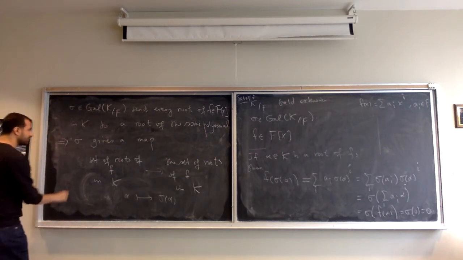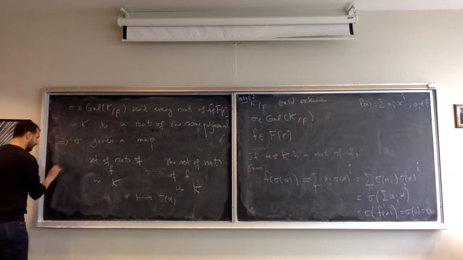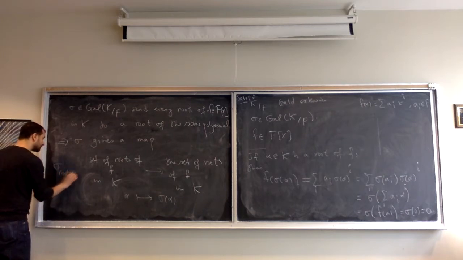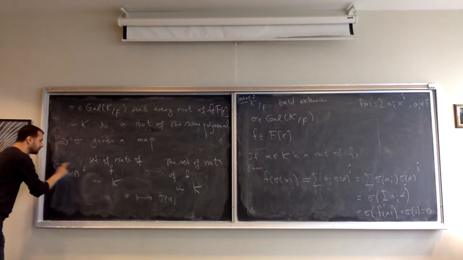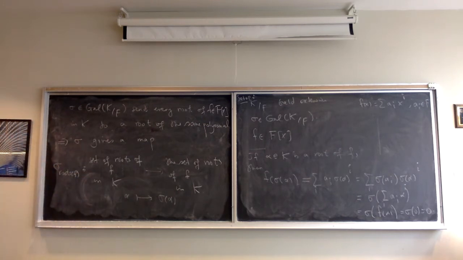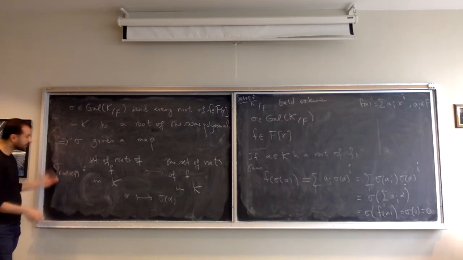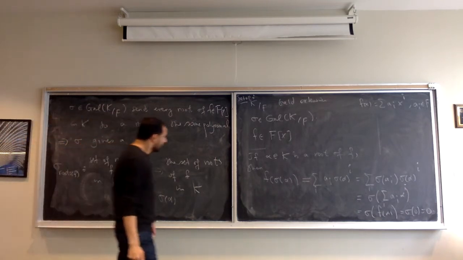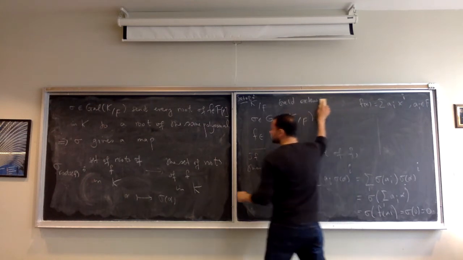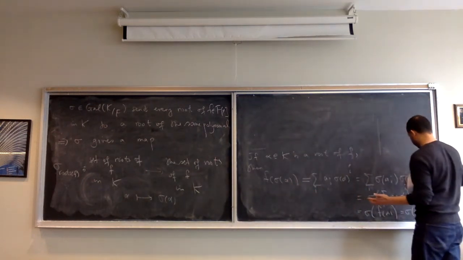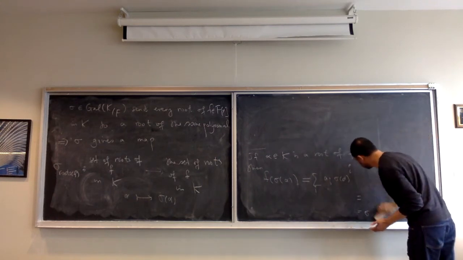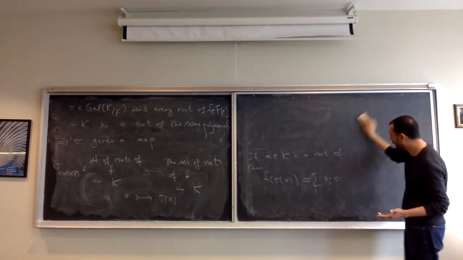Why don't we just give a notation to this for now? Let's call this sigma, and as a subscript I'm going to write roots of f. So this is the restriction of sigma to the set of roots of f. How does sigma act on the set of roots of f? Well, that's a finite set. It's got at most as many elements as the degree of f.